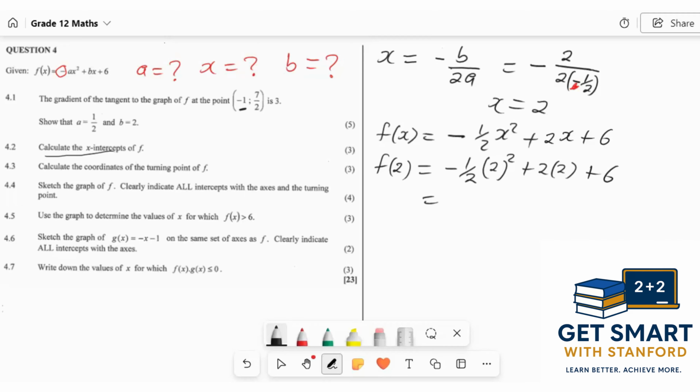Then what have we got here? We've got minus half times 4 plus 4 plus 6. Then what are we getting here? You can punch your calculators. Then we're getting 8. So the coordinates of the turning point, at the turning point we've got 2 and 8. It's coming along looking very nice. Okay, so we are done calculating the turning point.